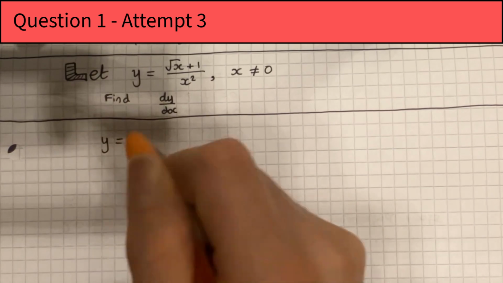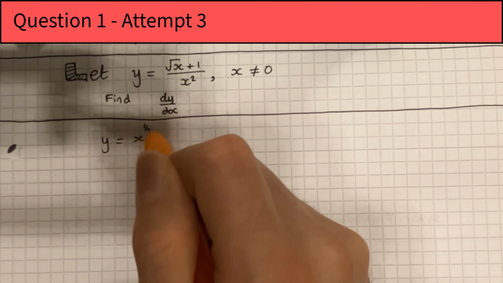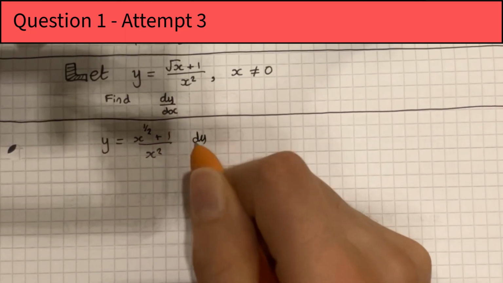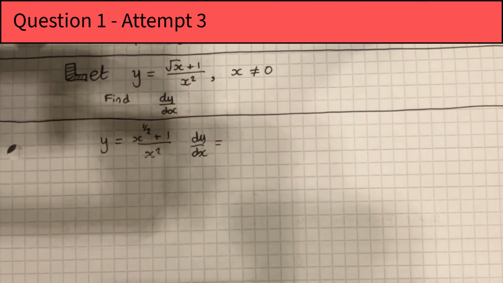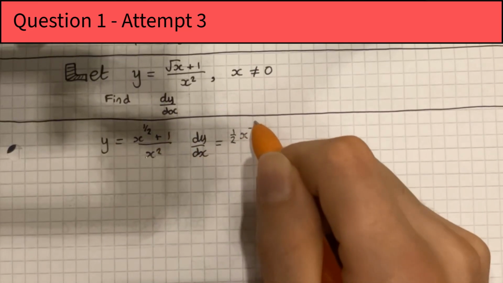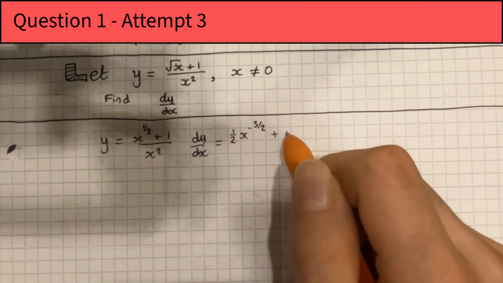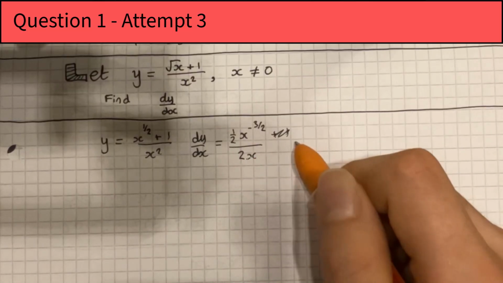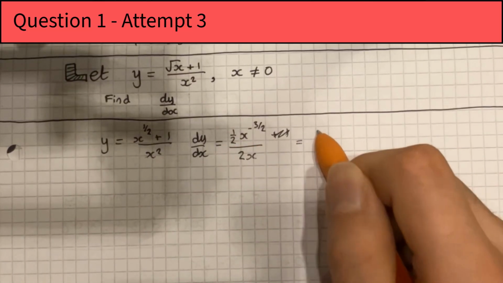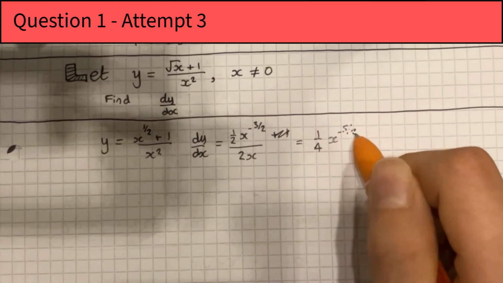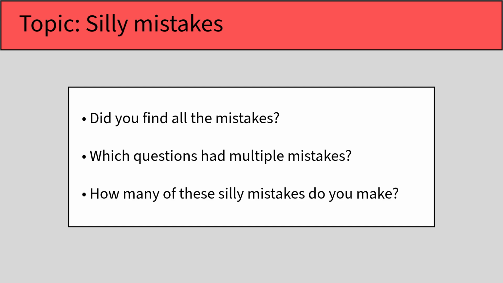This derivative again. I know this well. So x to the half is going to represent the square root. And if I want the derivative, I'm going to differentiate, bring down the power. So we get half x to the minus half. The 1 is a constant, so differentiating it is going to disappear. And then bring down the power, we get 2x to the power of 1, or 2x in the denominator. To simplify this, half over 2 is a quarter. And then minus 3 over 2 minus 1 is minus 5 over 2. Did you get all the mistakes?